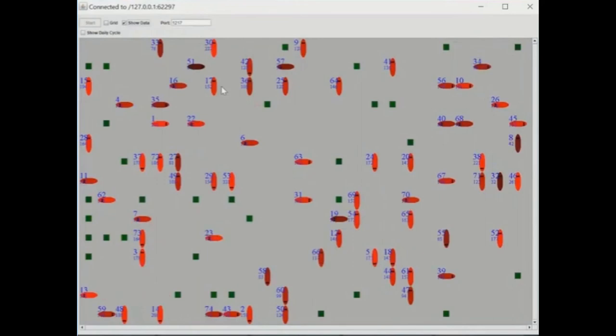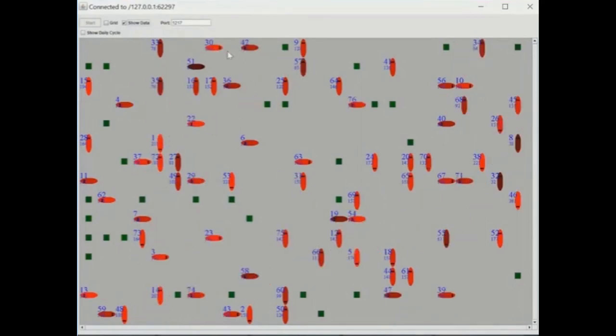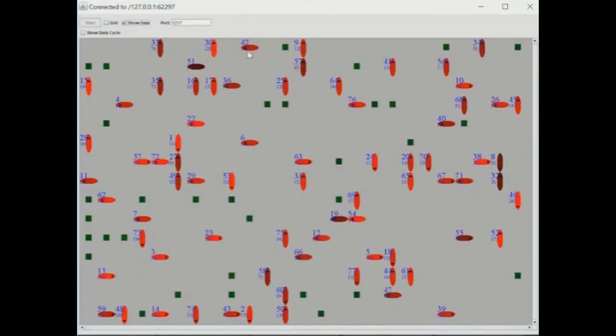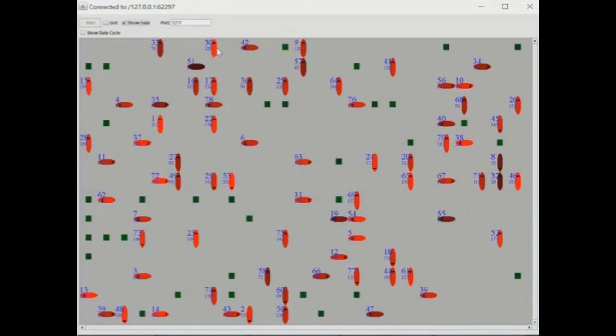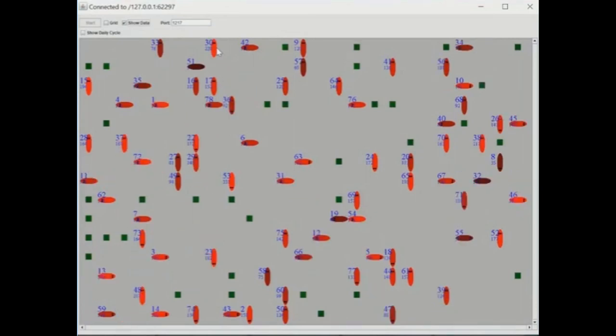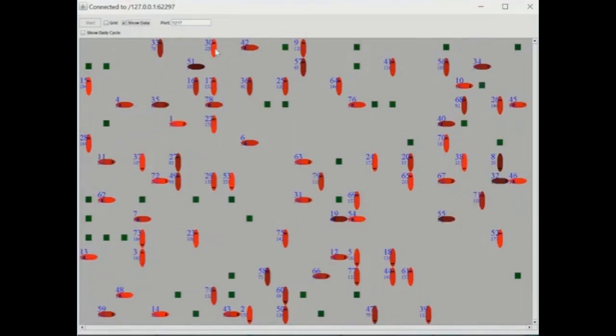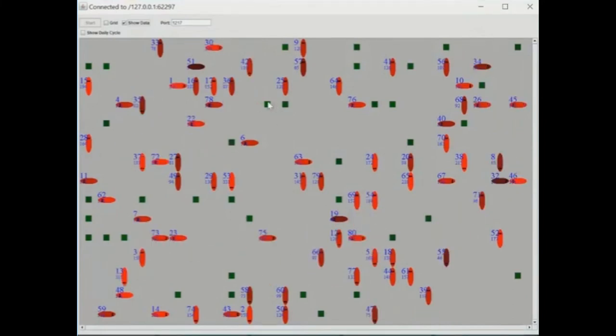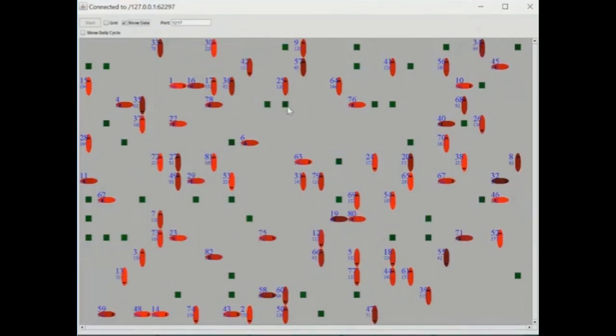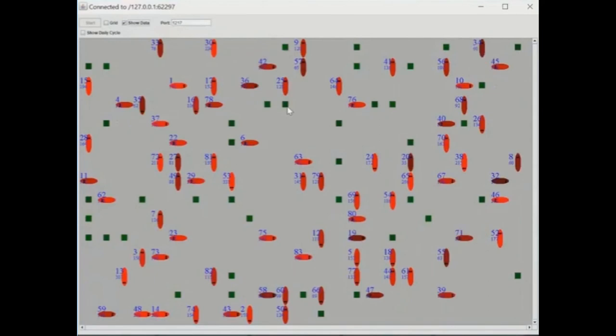If an organism comes up beside another organism, for example, this organism is facing this one, it's attacking it, and it's pulling energy from it. And once the energy goes to zero, the creature dies. So they pull energy from each other. If two organisms come face to face, they mate. Rather than pulling energy from each other, they create an offspring. And the genome of that offspring is a combination of the genome of the two organisms that met.